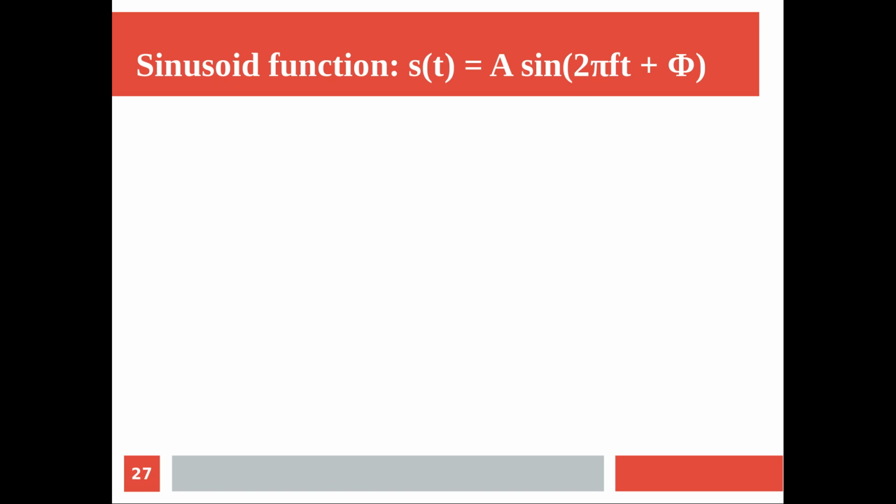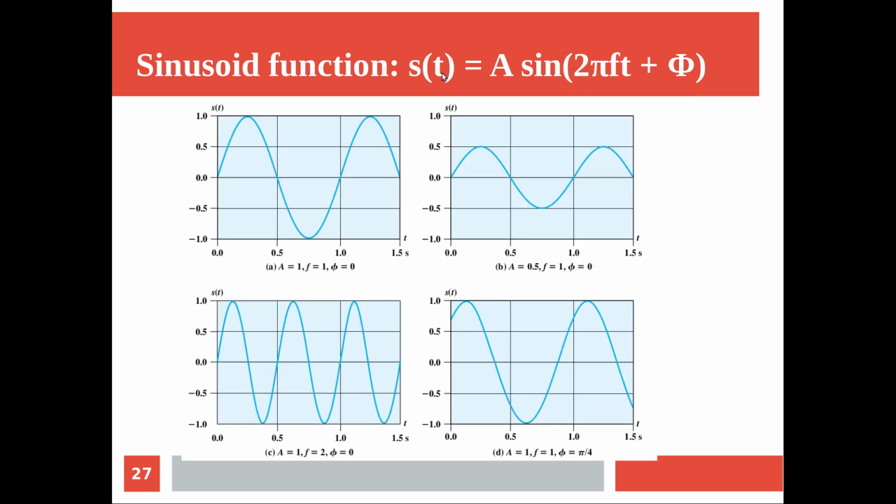And this is the equation representing a sine wave, that is a sinusoid function given by s of t is equal to A times sine of 2 pi f t plus phi, where A is the amplitude, f is the frequency, and phi is the phase or phase shift. We already saw the definitions for amplitude, frequency and phase of a given wave. And s of t means the signal is represented as a function of time.